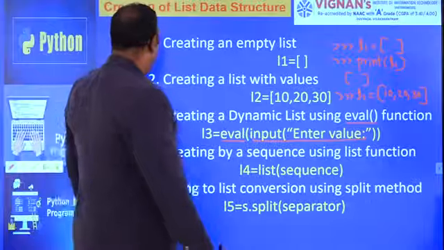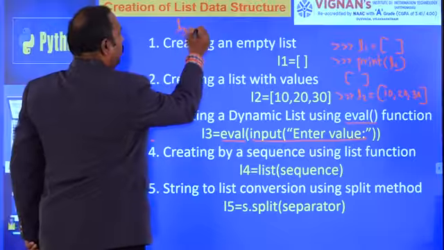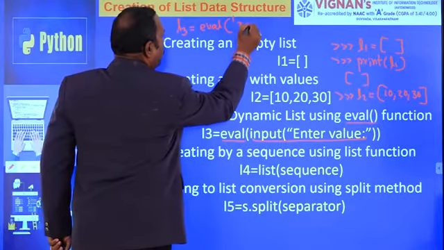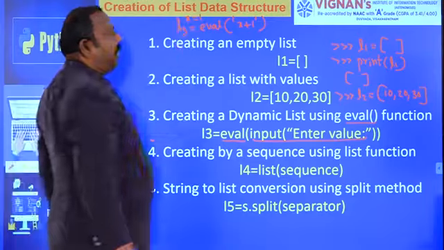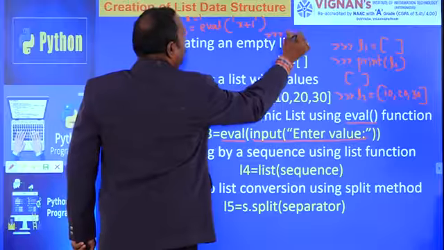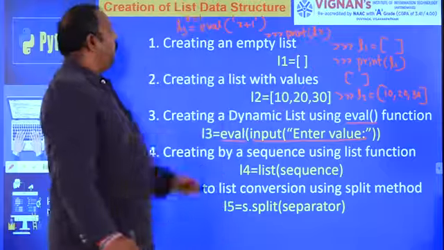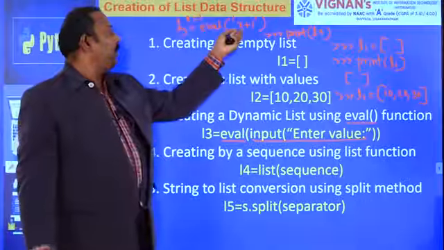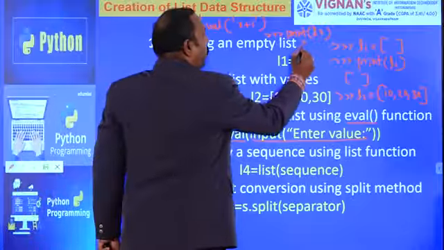For example, I have written L3 equal to eval of x plus 1, where x equal to 1 I have taken. Suppose I print L3, what is the output you will get? Here it is going to convert it into an expression and evaluate the expression. So the x value 1 will be substituted here, 1 plus 1 becomes 2, and you will get the output 2.